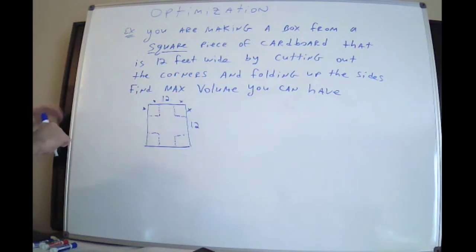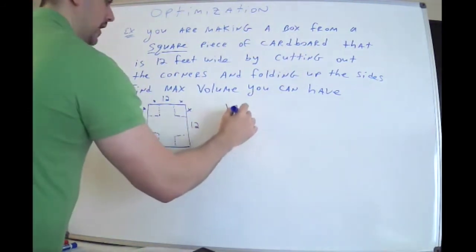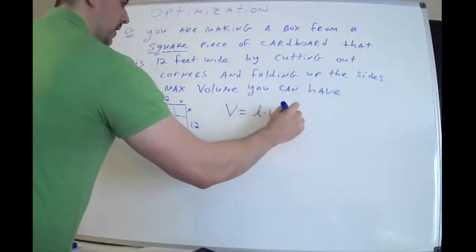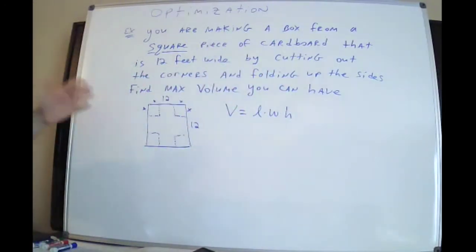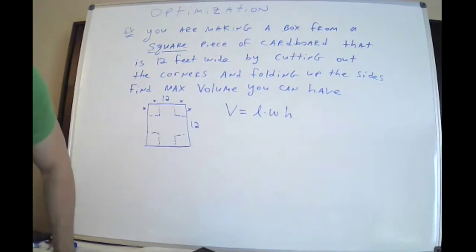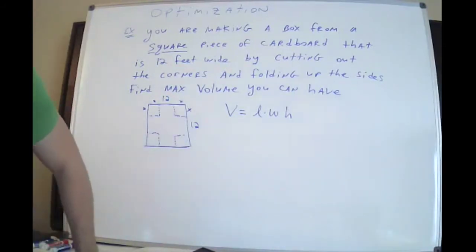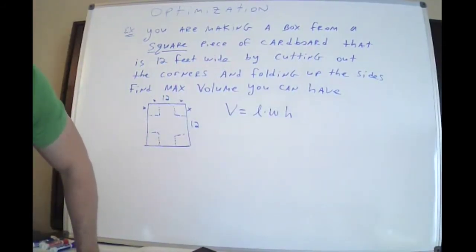Now, how do you find the volume of a box? The volume of a box is the length times the width times the height. This is the volume of a box, right? The room you're in right now is a box. It may not be a square, but the volume of the room you're in, the space you occupy, is length, width, height.